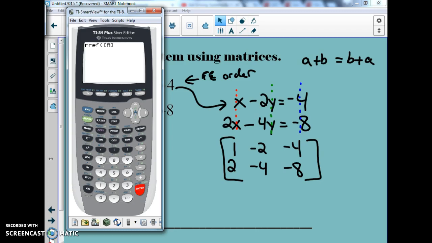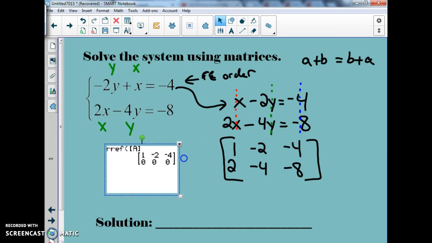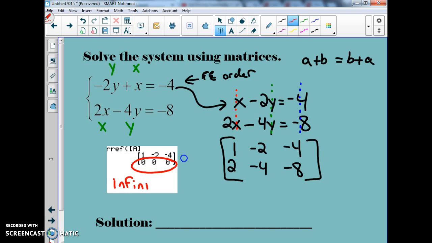Okay? Now we hit enter, and we find out our solution here is given by this. Well, now that's interesting. This response right here indicates an infinite number of solutions. So our goal here is to have infinite solutions.